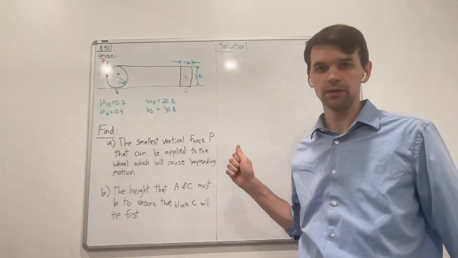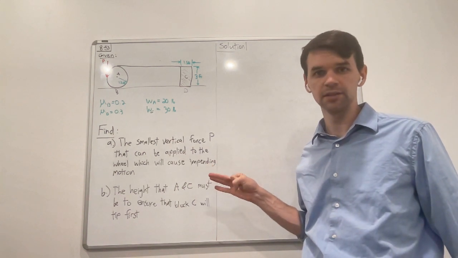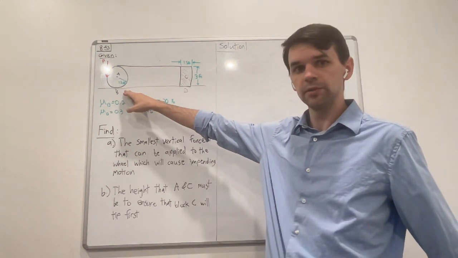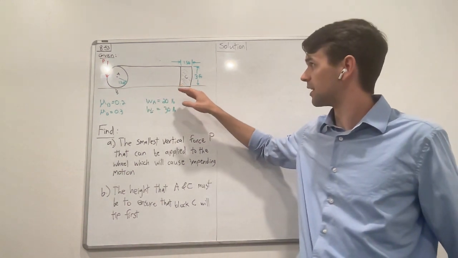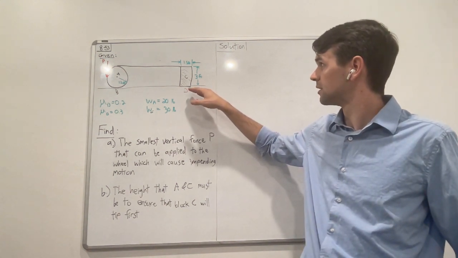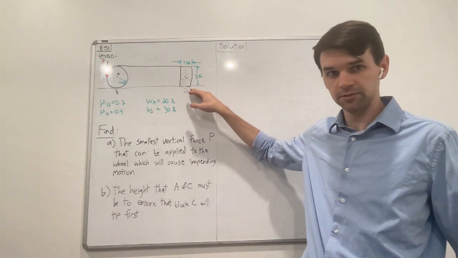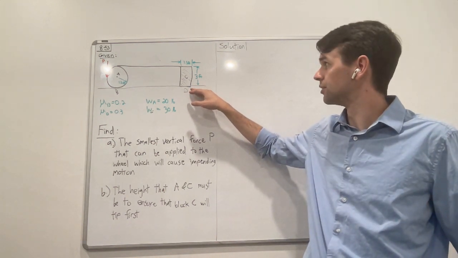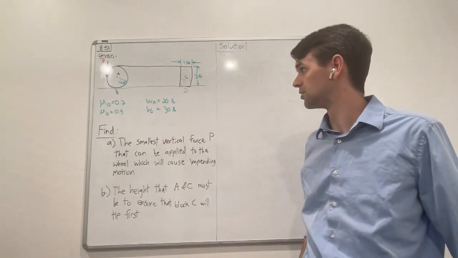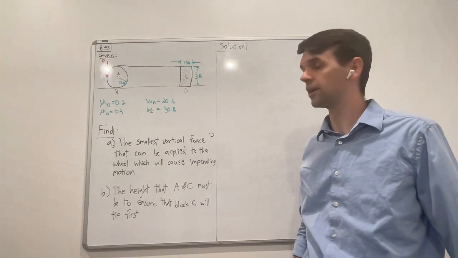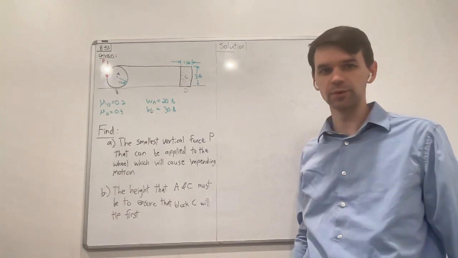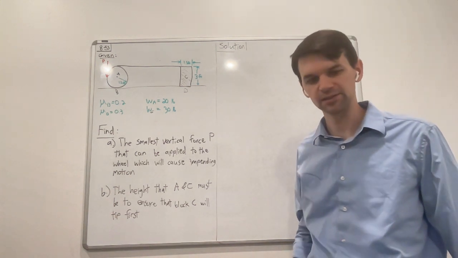And by my count, there are 3 different ways that there can be impending motion in this problem. First is the wheel slips. Second is that the block slips. And the third is that the block tips. So one of those 3 is going to be the way that we end up having impending motion. This is one of those problems where you're going to have to make some assumptions about what's going to occur first and solve it out that way.